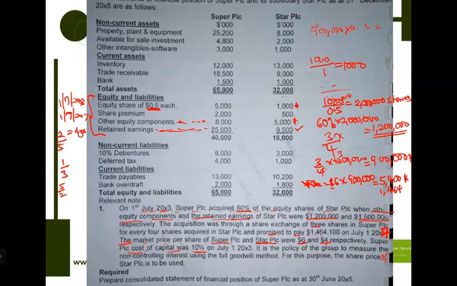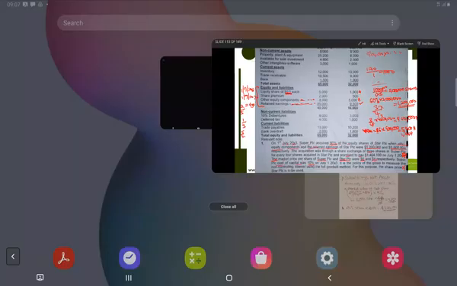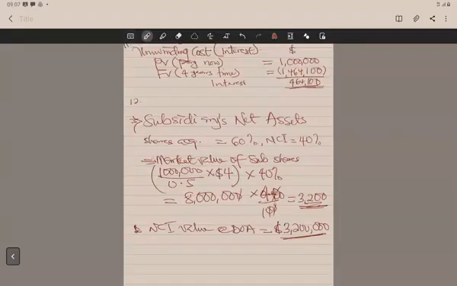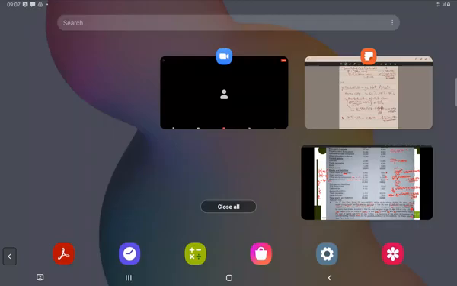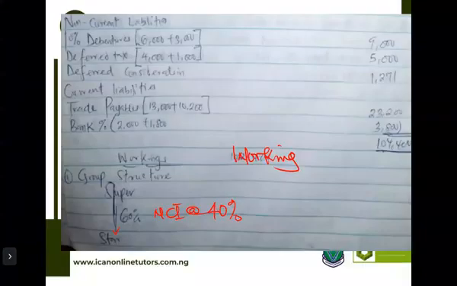So let's quickly solve for the unwinding cost. You're okay. You already have everything here.